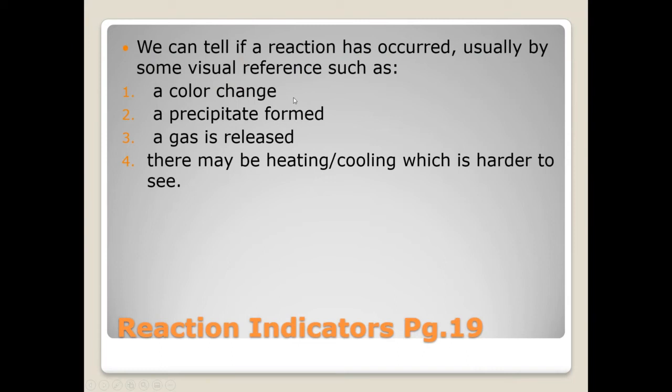Okay, we can tell if a reaction has occurred usually by some form of a visual reference. Some of the common ones are a color change in the products. We mentioned earlier a precipitate being formed is another good example of a reaction happening. We also mentioned earlier that a gas is released. If you see gas or bubbles when you mix a couple things together, you know there's some kind of reaction going on. And then lastly, this fourth one, there may be heating and or cooling as a result of the chemical reaction. Of course, a lot harder to see. But if it was fire, for example, you would certainly be able to feel it.